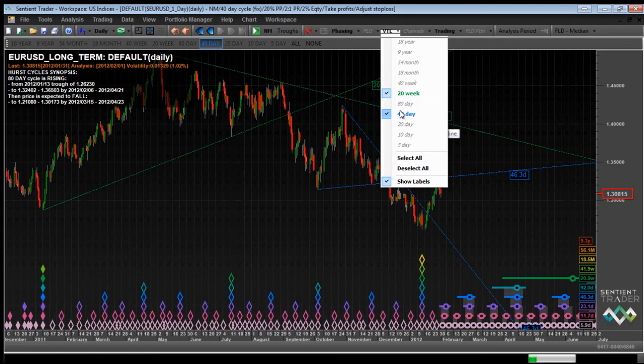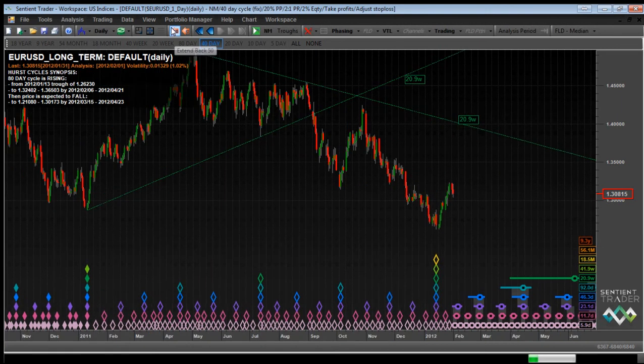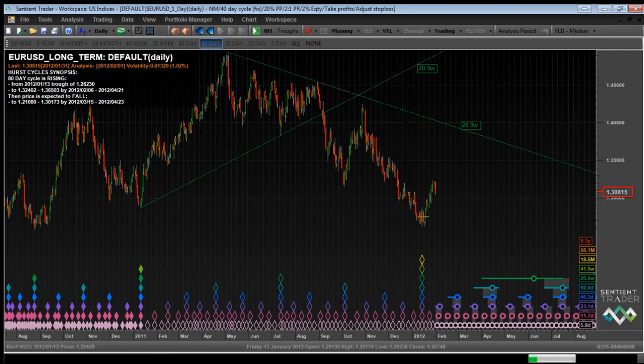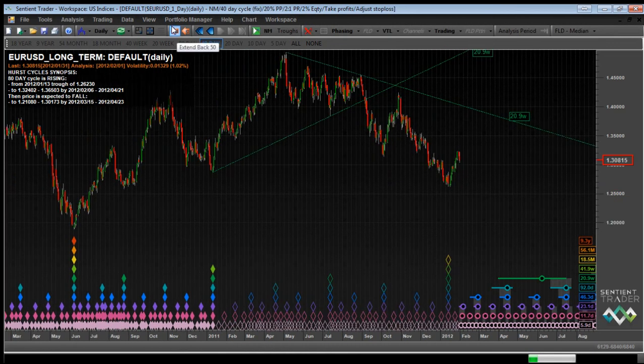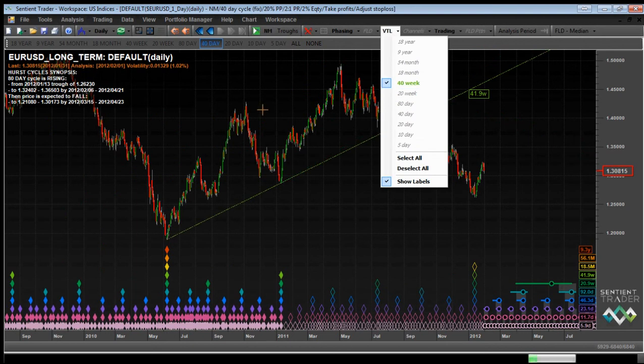The 20-week cycle. Okay, let's have a look at the 20-week cycle VTL, and let me just show them to you one at a time, because they are all getting a bit messy. There is the 20-week VTL. So as you can see, it's going to take some time before we get confirmation of at least a 40-week magnitude of trough from the VTL as well.